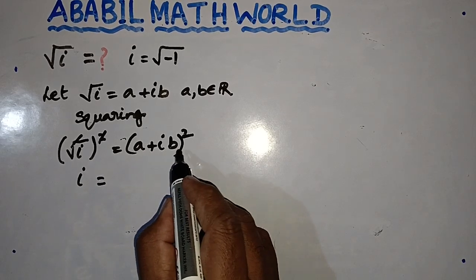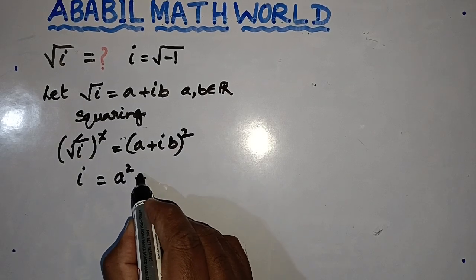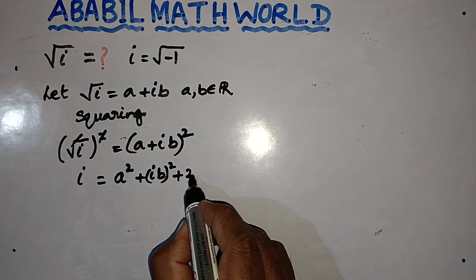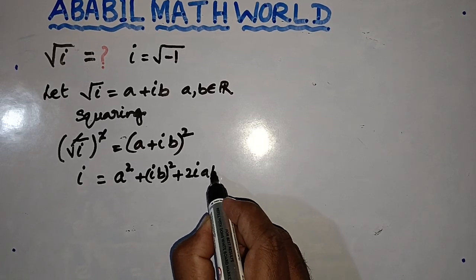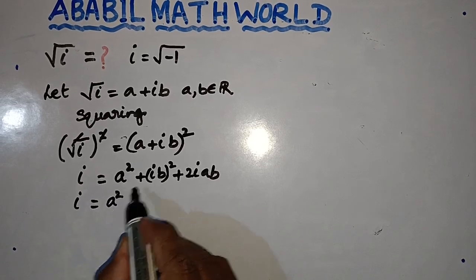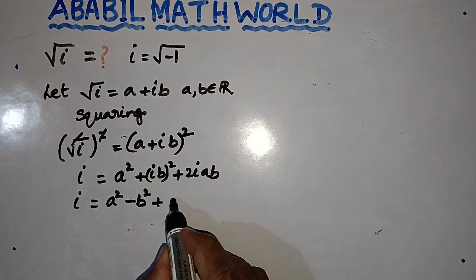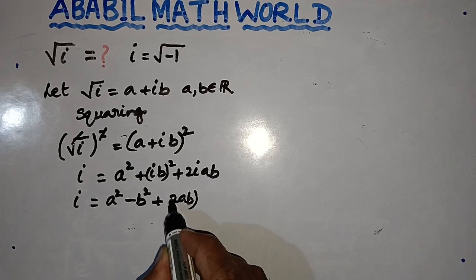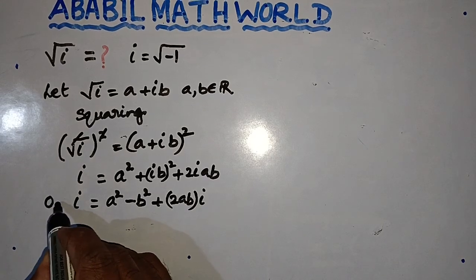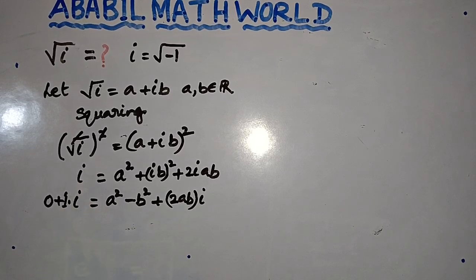We can expand by the a plus b whole square formula. So it gives a square plus ib whole square plus 2iab. So here i is equal to a square, and this i square is minus, so minus b square plus 2ab into i. And here to balance it, we can write 0 plus 1 into i.